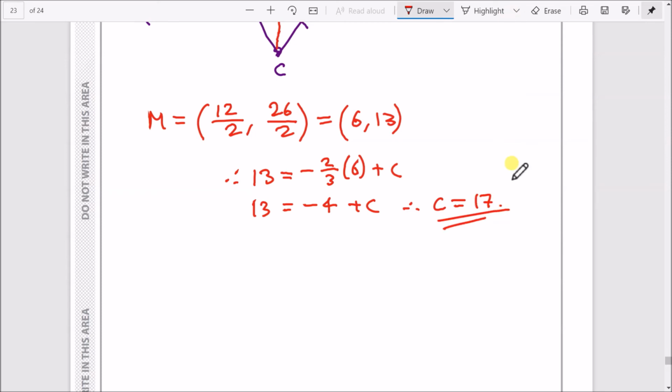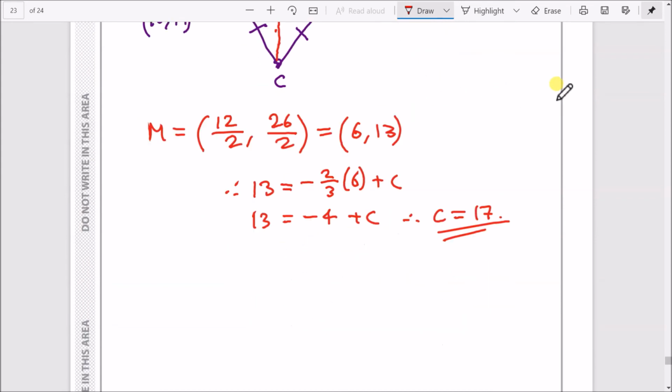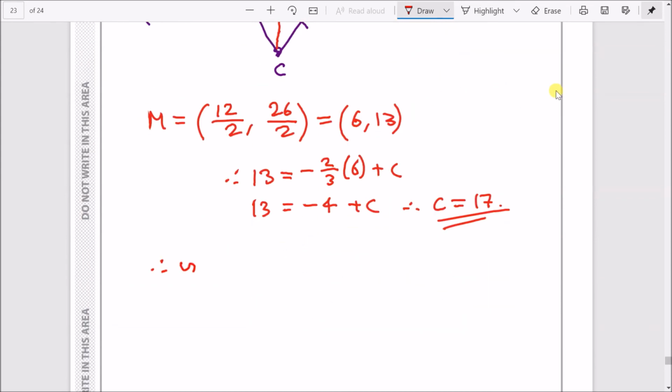And yeah, I think we're basically done now. So now we know what c is, so we can update our equation once more. It's now going to look like this. We now got, therefore, y equals minus 2 over 3x plus 17.